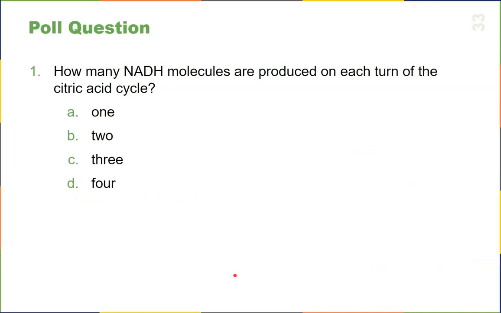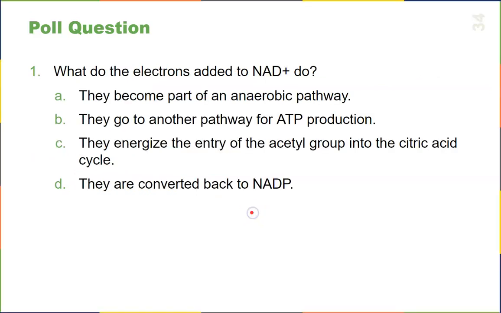So one more poll question, or a couple, I have 2 more. How many NADH molecules are produced in 1 turn of the citric acid cycle, or the Krebs cycle? Well, it's 3. So we make 6 per glucose molecule, but we make 3 for 1 turn. Another question, what do the electrons added to NAD do? Well, they go on to another pathway for ATP production. So they go on to this final step.